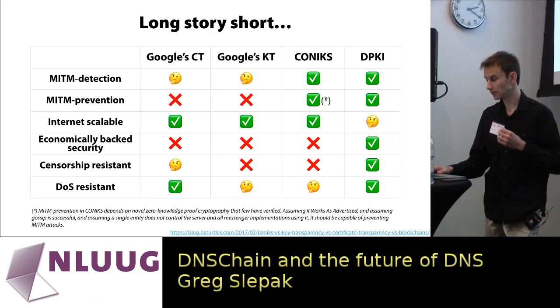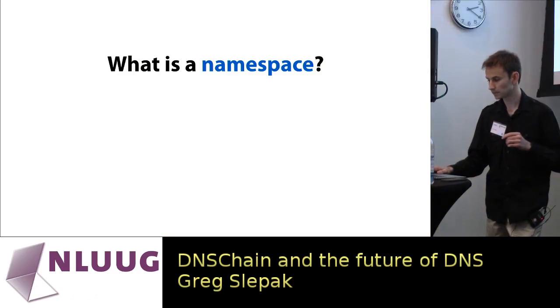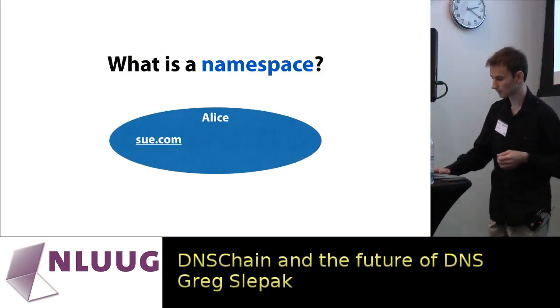Censorship resistant. DPKI, because of its decentralized nature, is censorship resistant. That's important. We'll cover that soon. I don't have time to talk about that much more, though. So a quick lesson on namespaces. What is a namespace? It's a space where you can have names.